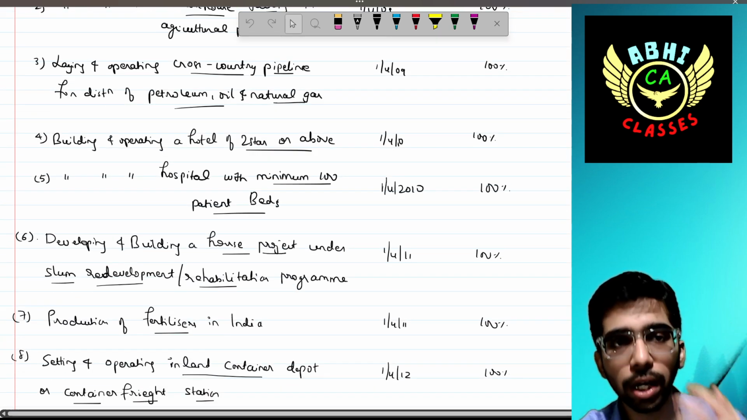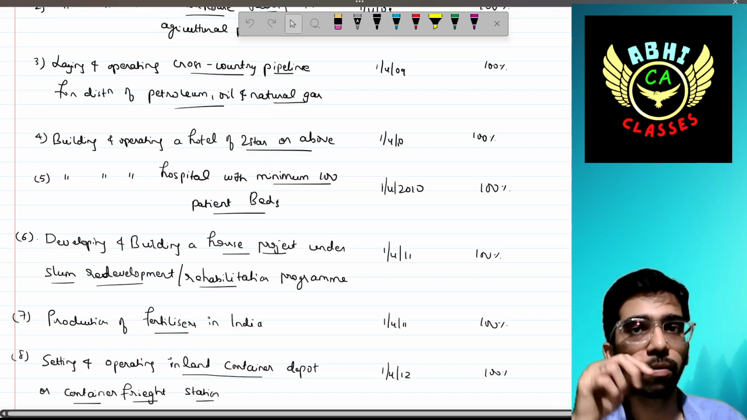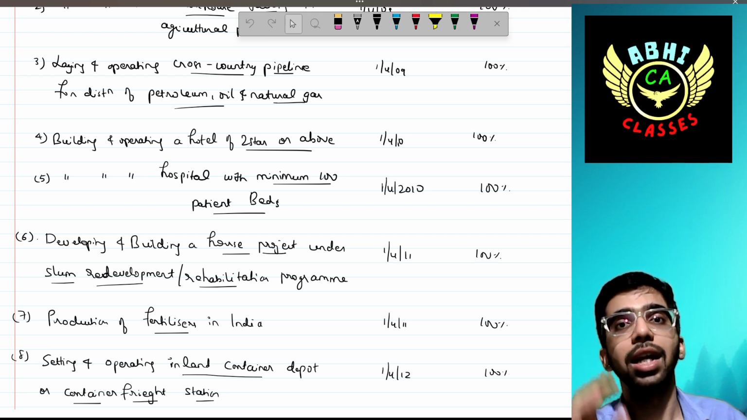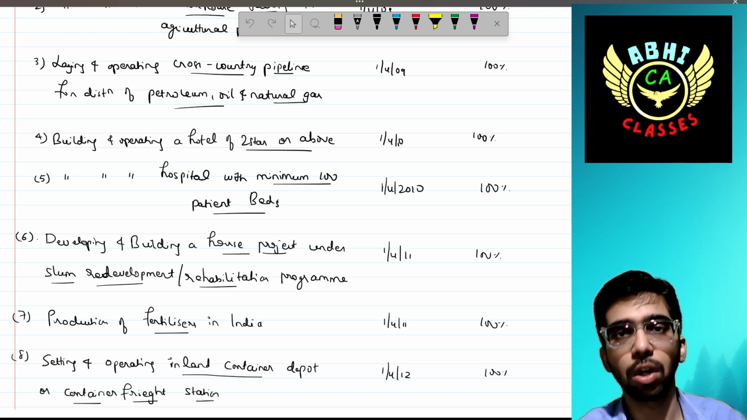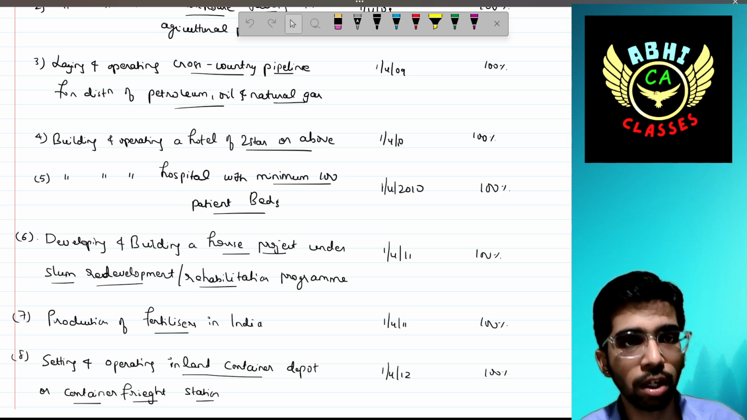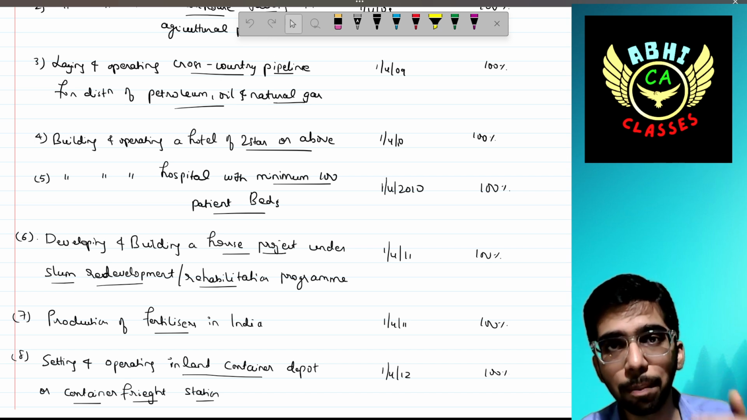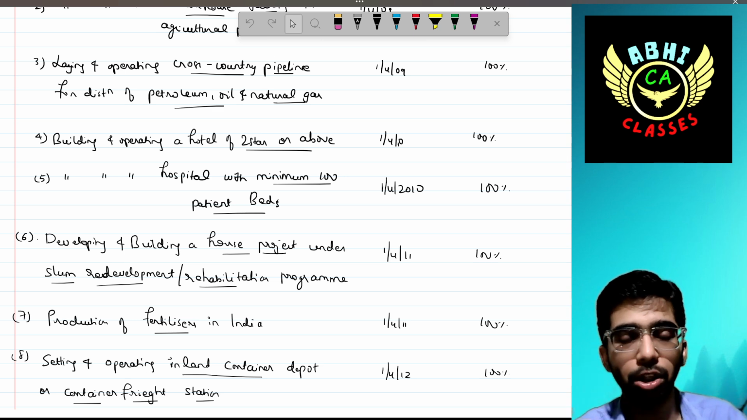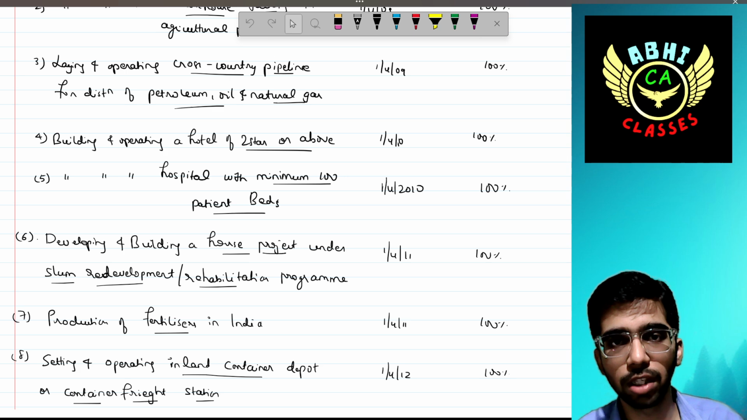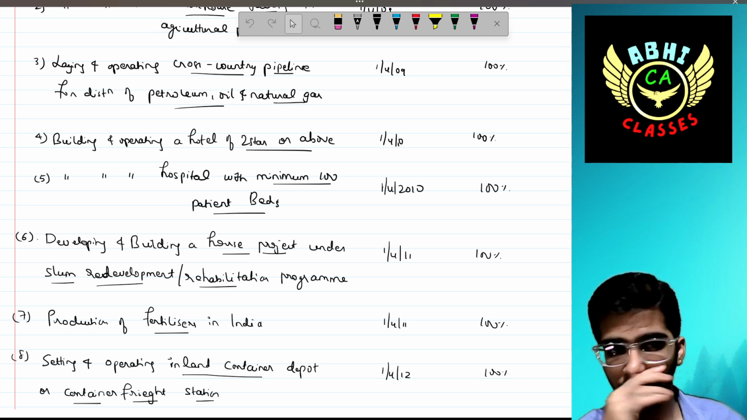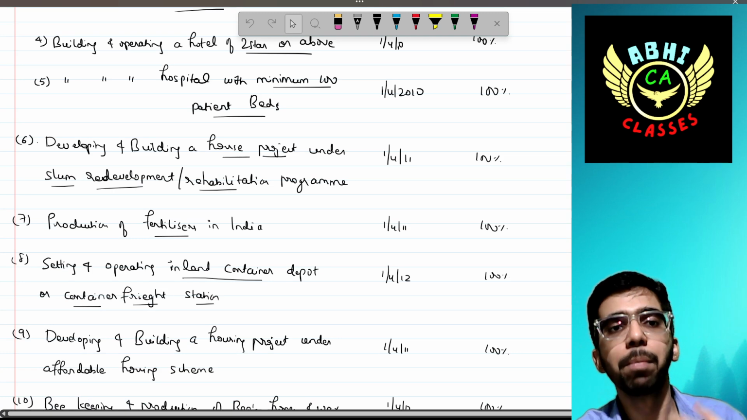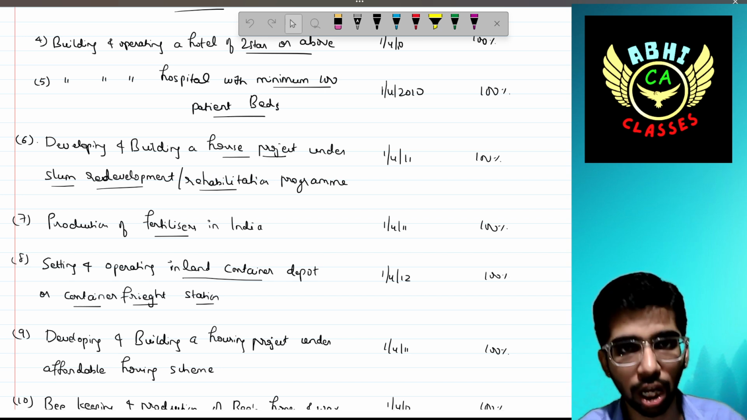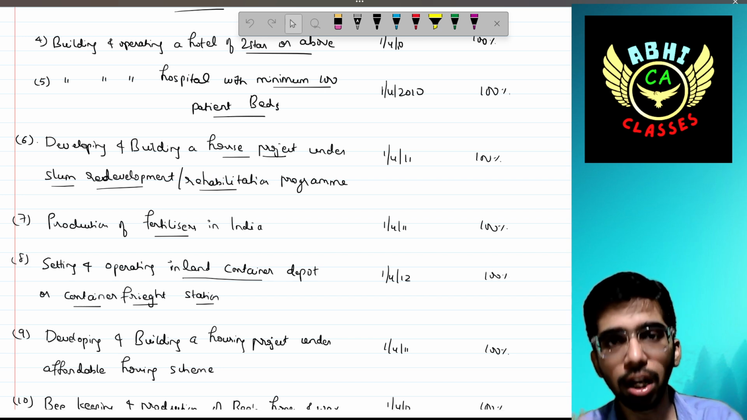Next, building and operating a hotel of 2-star or above. If you are running a hotel, it should be 2-star or more, and the business should be commenced on 1st April 2010, 100%. Then, if you are starting a hospital facility with minimum 100 patient beds, there should be minimum 100 patient beds, then only it will be treated as special business. 1st April 2010, 100%. Next, developing and building a housing project under a slum redevelopment or rehabilitation program, that should be 1st April 2011, 100%.